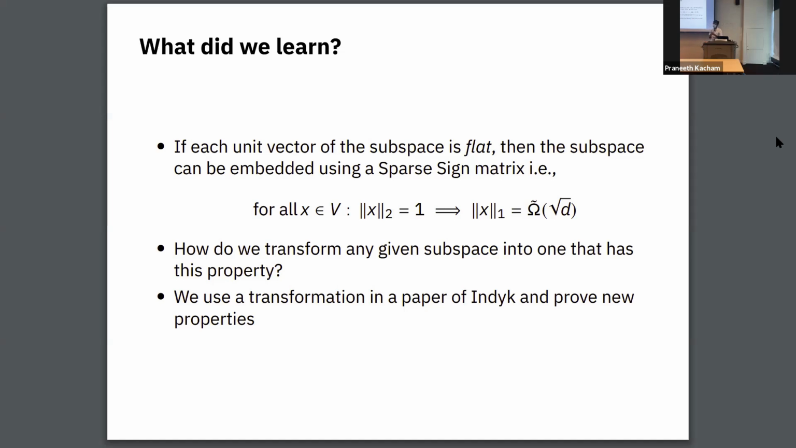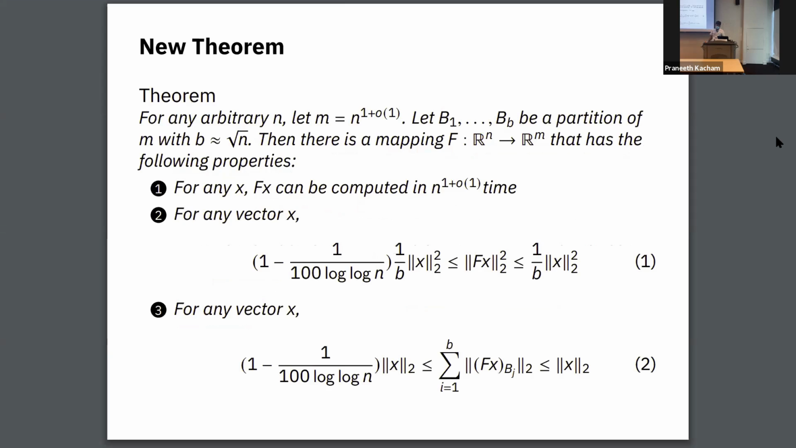For this, we use a transformation from an old paper of Indyk, for which we prove new properties, and show that it takes any given vector x and spits out a new vector that has the property we desire. So this is the new result that we show for the index embedding. Let me go over this.